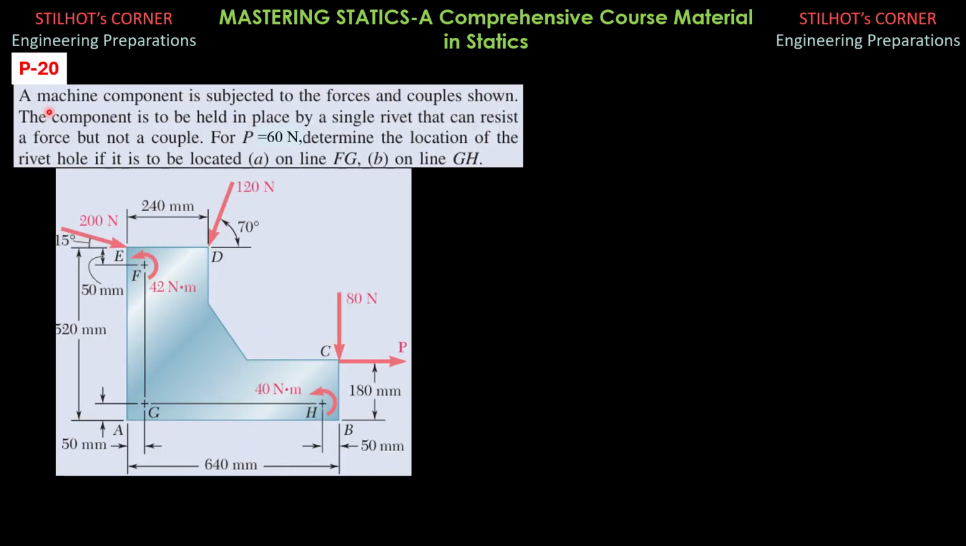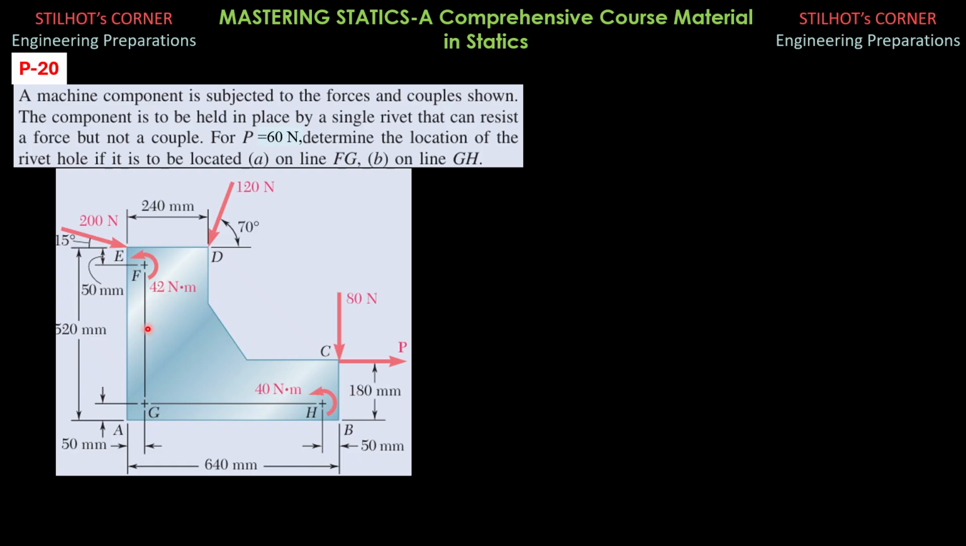Problem 20, a machine component is subjected to the forces and couples shown. The component is to be held in place by a single rivet that can resist a force but not a couple. So I hope you understand this statement, that the system can be replaced by a single rivet that can resist a force. Meaning to say, moment about that rivet is 0. It cannot resist a couple.